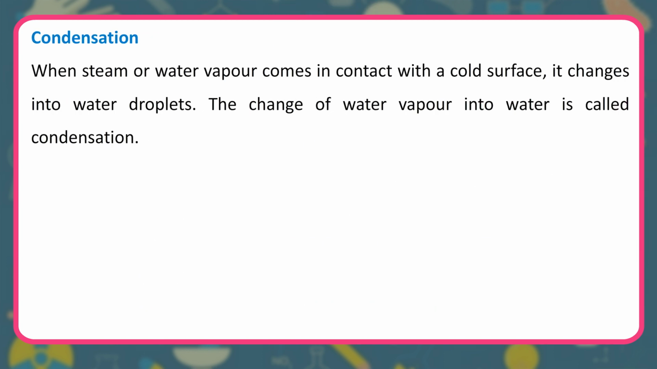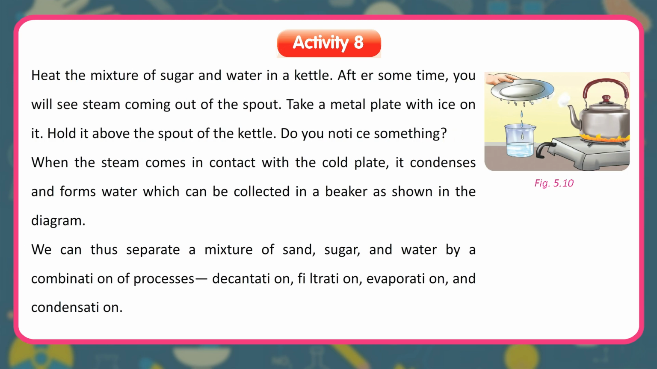Condensation. When steam or water vapor comes in contact with a cold surface, it changes into water droplets. The change of water vapor into water is called condensation. Activity. Heat the mixture of sugar and water in a kettle. After some time, you will see steam coming out of the spout.